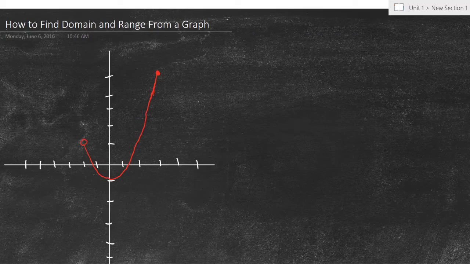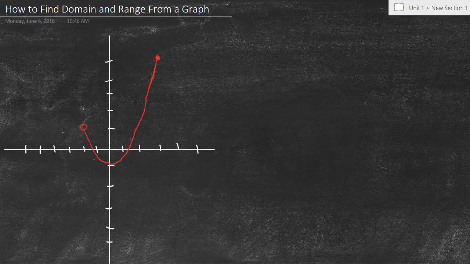Hey guys, so today we're going to do a video with 3 examples about how to find domain and range when we're given a graph like this. And I'm going to write all my answers in interval notation. So now let's just do some practice here.